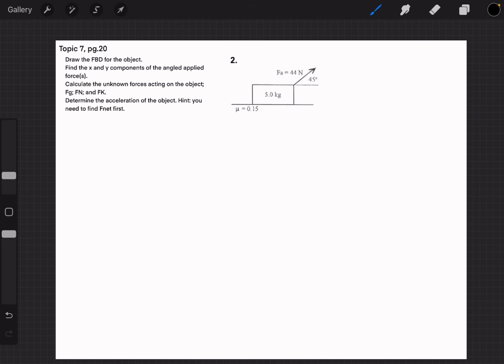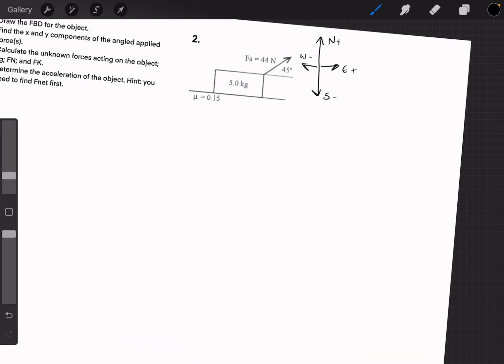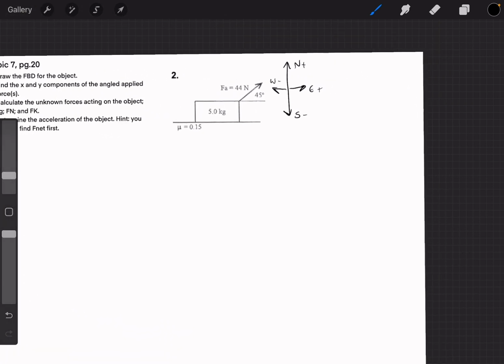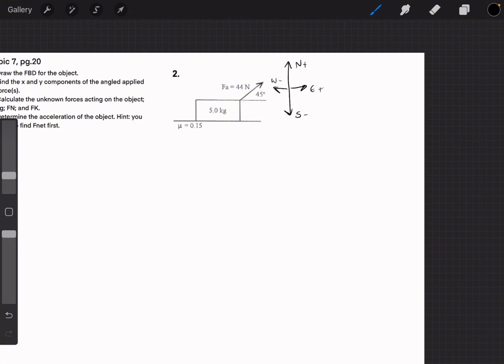Perfect. So what I'm going to do right away is make my reference frame over here. Since my force is going northeast, I'm going to make north and east positive, then I'm going to make south and west negative. And now in this corner here, I'm going to draw the FBD.